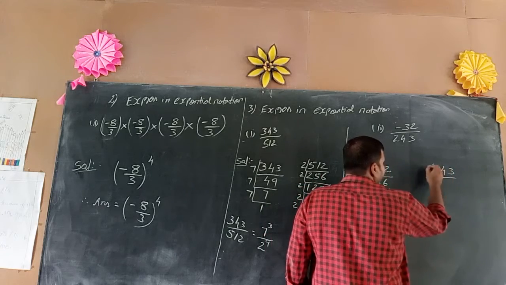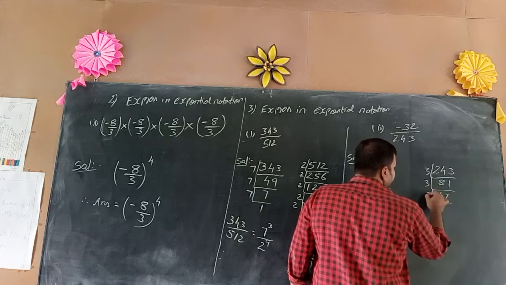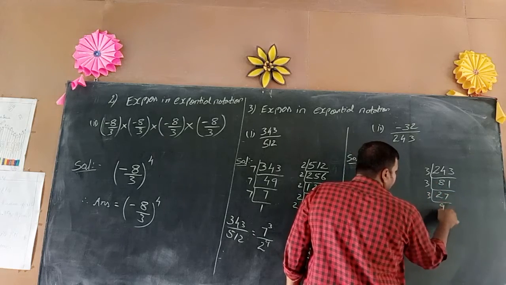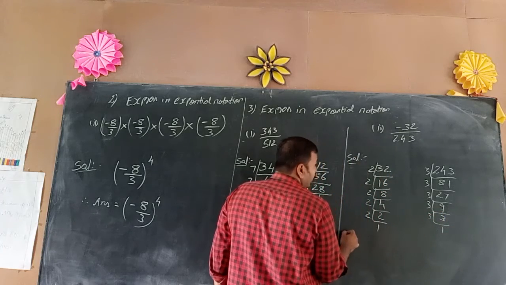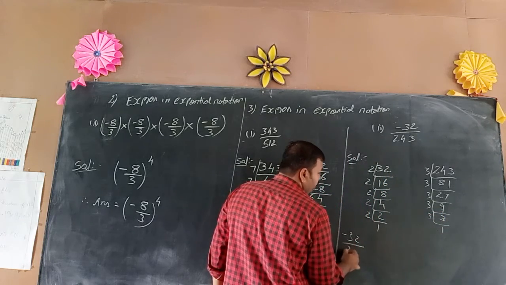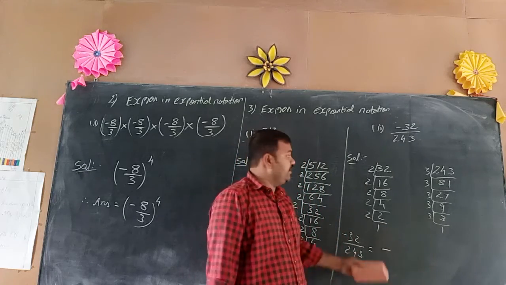243. Taking off 3 table 81 times, 3 table 27 times, 3 table 3 times, 3 table 1 time. Now it is changed as 32 by 243 is equal to minus, and we have to keep it like that only.